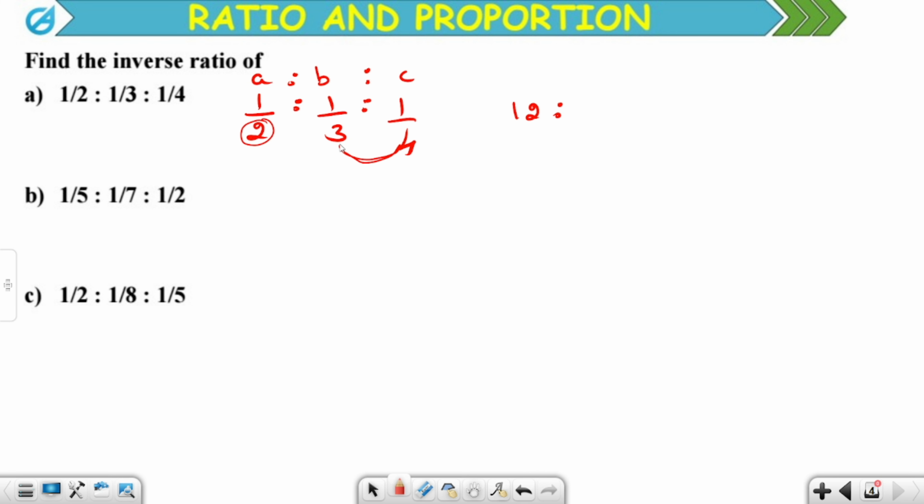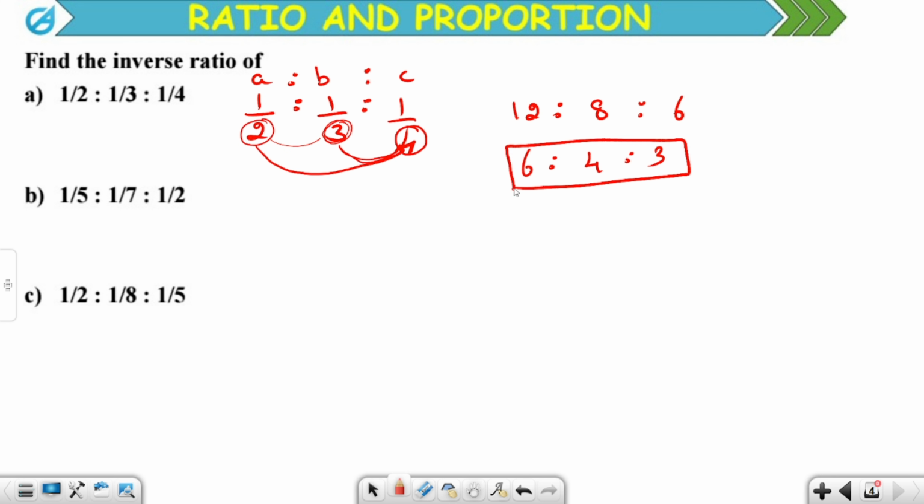Similarly, to find the ratio of B, omit this 3. What are the remaining two numbers? 4 twos, which is nothing but 8. Similarly, to find the value of C, hide the number 4. What are the remaining two numbers? 3 and 2. So 3 twos are 6. If I cancel, we will get 6 is to 4 is to 3. So this is the inverse ratio of 1 by 2 is to 1 by 3 is to 1 by 4.